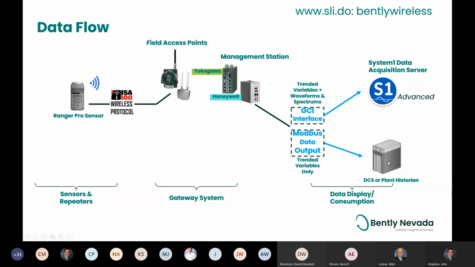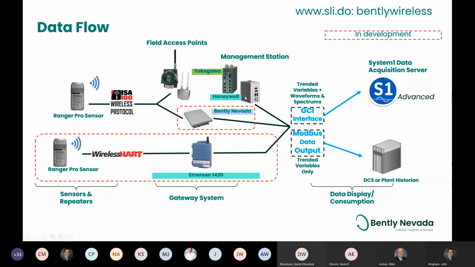then transfer it. So they can do Modbus, again, the trended variables, overall vibration levels, the battery health, the temperature, can go to the plant historian and DCS. Or everything can be going to System 1, and that would include the waveforms and spectrums.